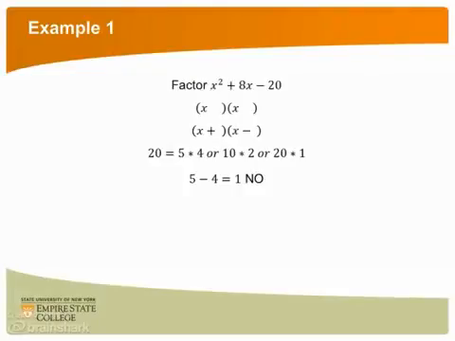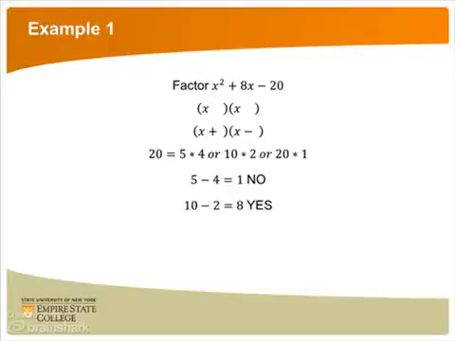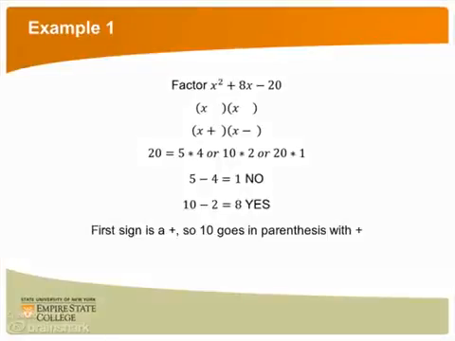We begin the process of trying to match the 8 that is in the middle term. Because we have a minus 20 at the end, we subtract the factor pairs. First we try 5 minus 4, which equals 1. Since that is not the 8 we are looking for, we know the correct factors are not 5 and 4. We try the next pair. 10 minus 2 gives us the 8 we want, so we have found our answer. Because we had a plus 8 in the original equation, we want to put the larger factor in the parentheses with a plus sign.